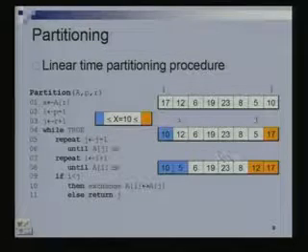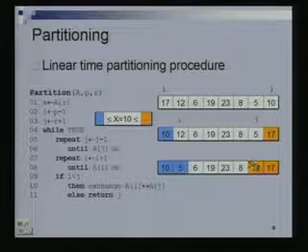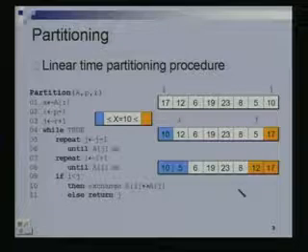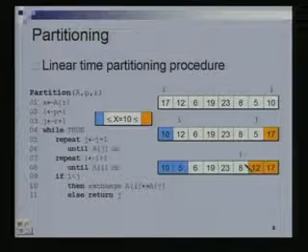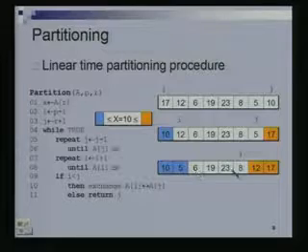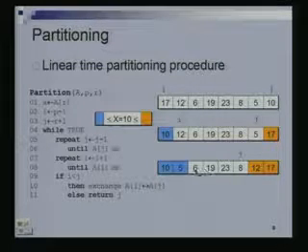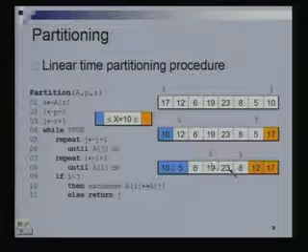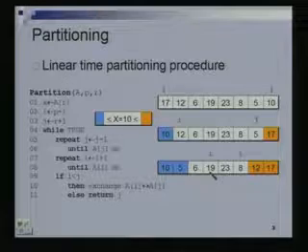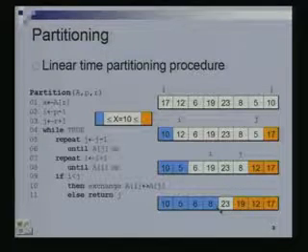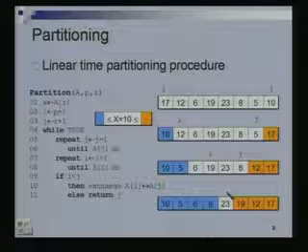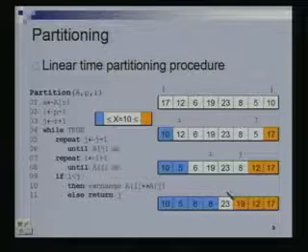I swapped them and I continue with j. So j will keep moving till I find something which is smaller than 10. I found one immediately at this location, and now i will keep moving till I find an element which is larger than 10. This is not larger, so I will end up at this location, 19, and once again I swap 8 and 19. I swap 8 and 19 and I get this. This is already smaller, so this is also marked blue.